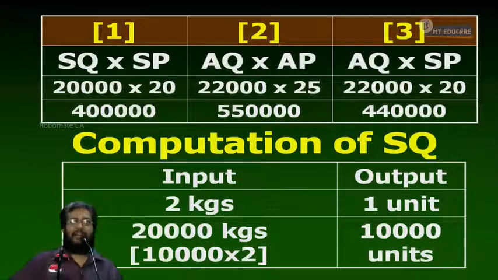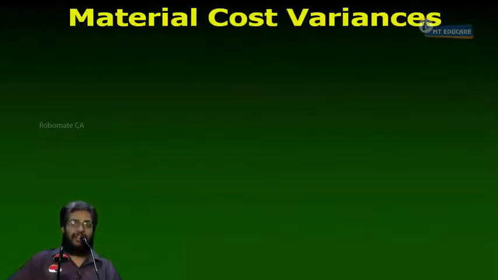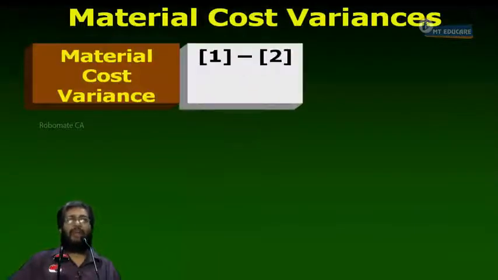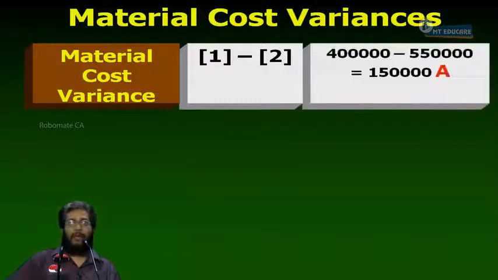Please write in the center material cost variance 1 minus 2. Tell me what is the number? 1,50,000 adverse. 1 minus 2, number write as 1,50,000 adverse. Please branch it into 2. Cost variance, branch it into 2.